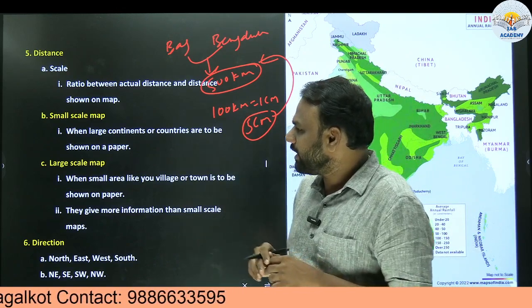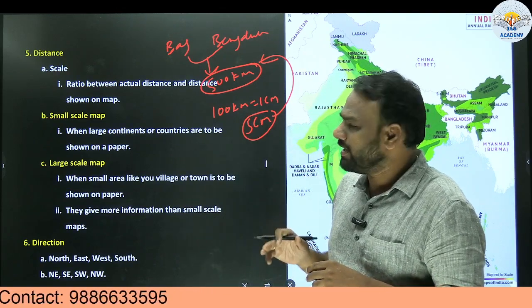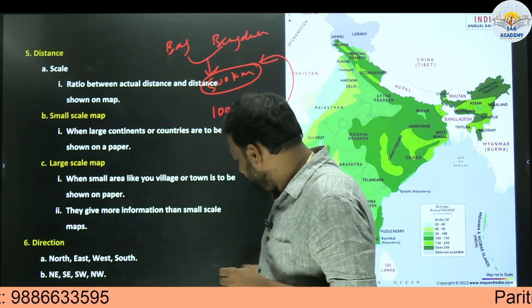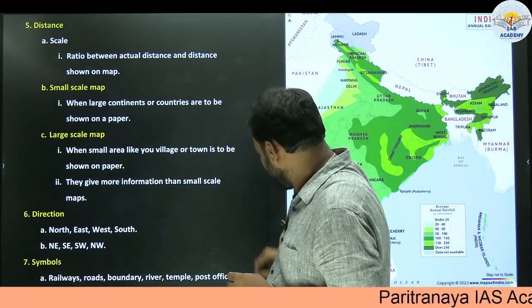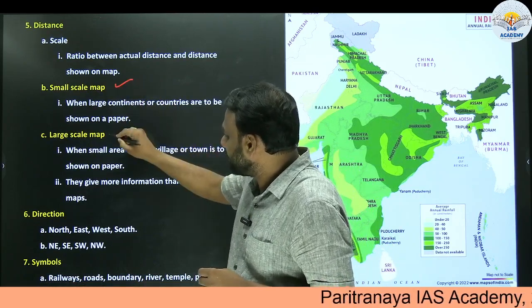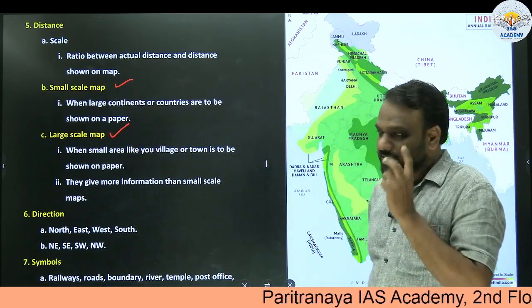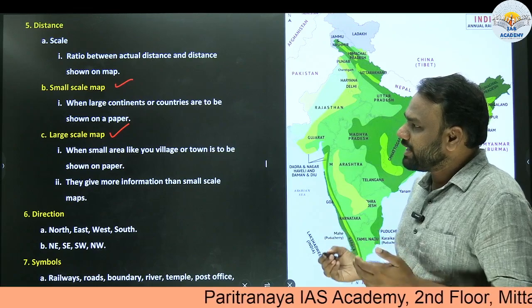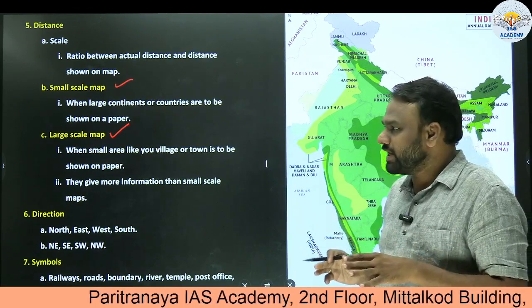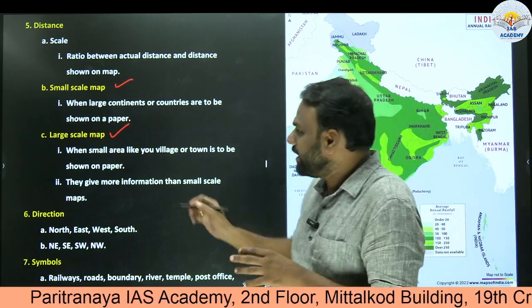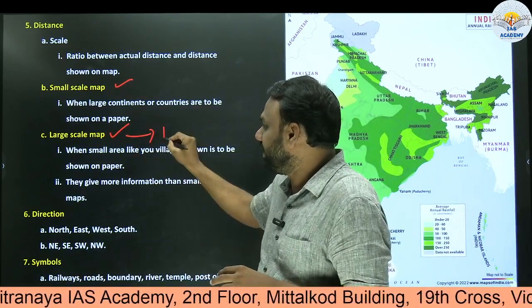Next, based on the scaling, some maps are called small scale maps, and some of them we call large scale maps. What is the difference between small scale map and large scale map? You should understand that the detailed information is present in the large scale map.